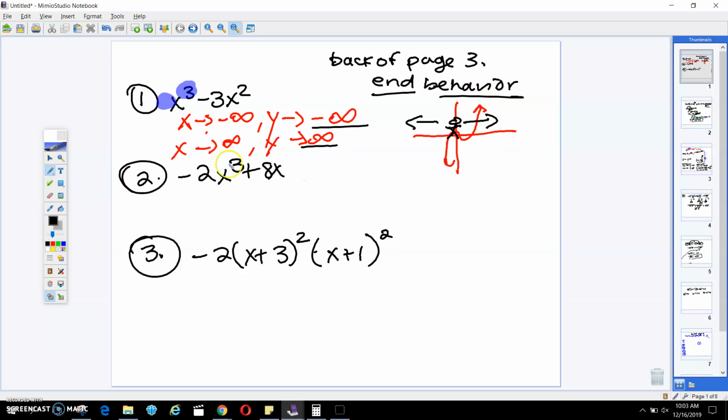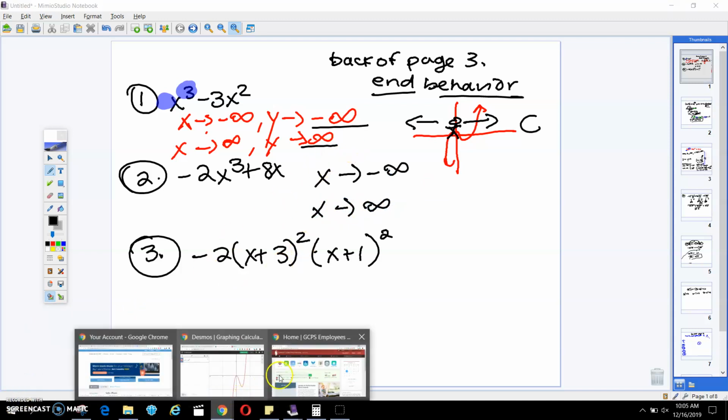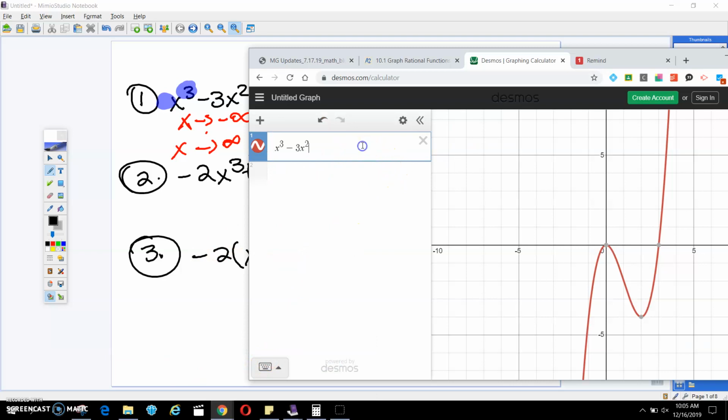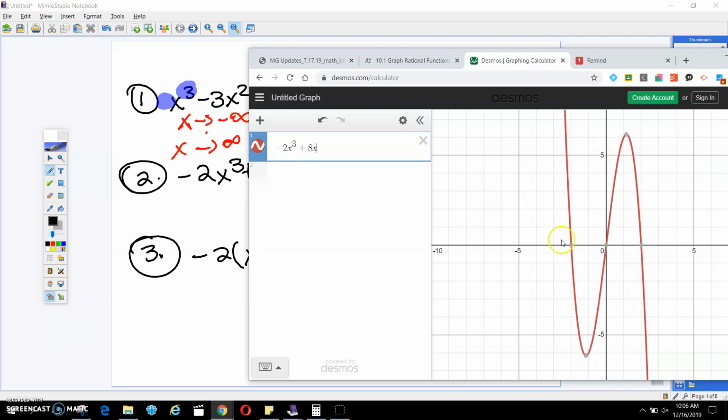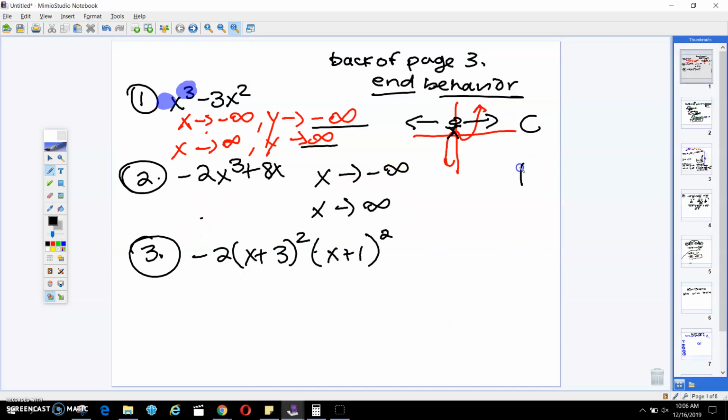Okay? On number 2, go ahead and take your graphing calculator and graph that. And tell me what happens when x is approaching negative infinity and x is approaching positive infinity. Take a moment, try that one. All right, so if we take this and we plug it into our graph, okay, this is what our graph's going to look like. So which one does that match up with? B. Okay, so this is going to be the graph B.